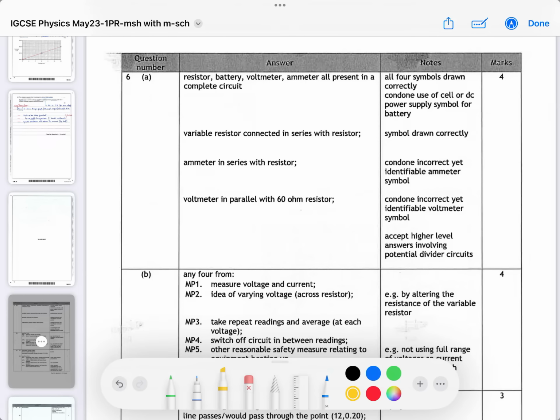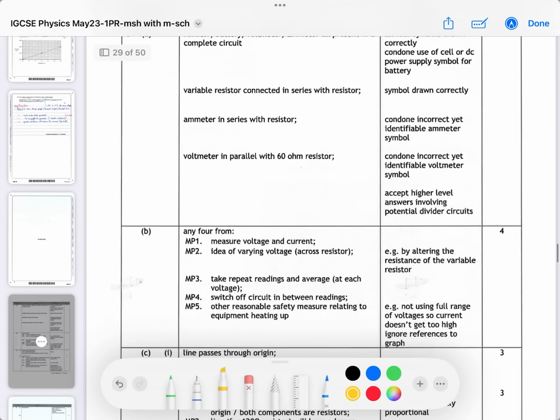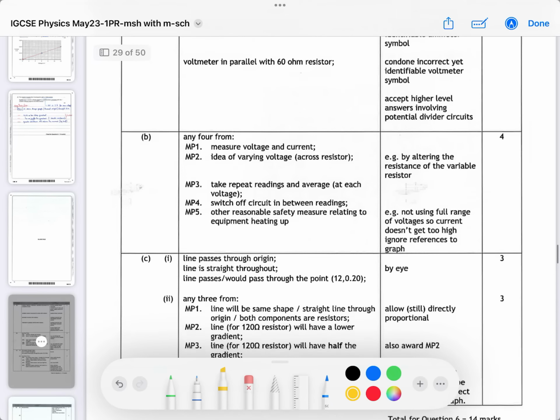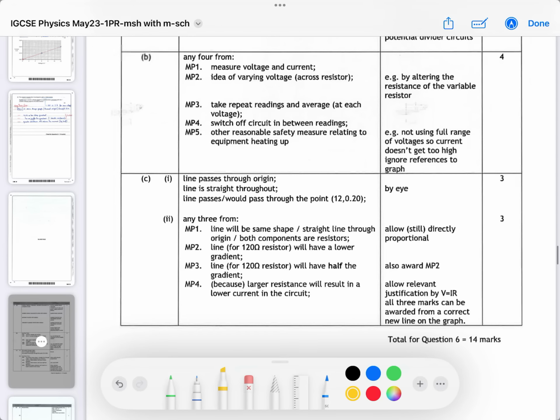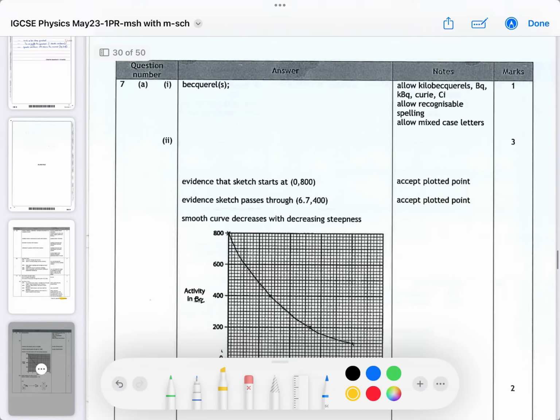Here's the mark scheme for question 6. If you want to stop the video and see how they gave the marks for the question we did in the last video: A, B, and then C. 14 marks for this question. Not much else to say on that. Then we're going to go through question 7.